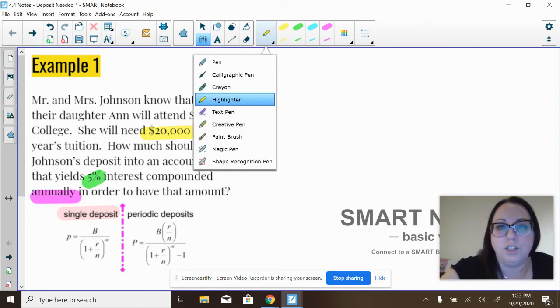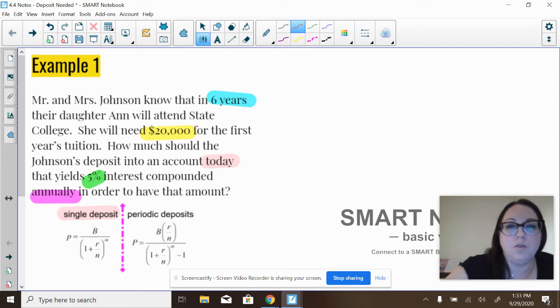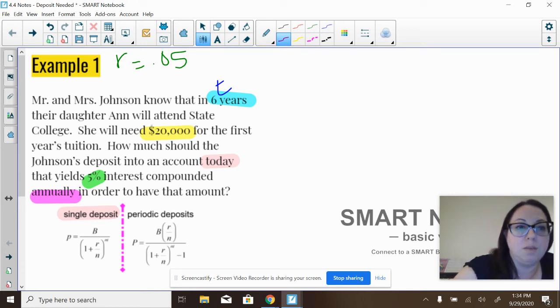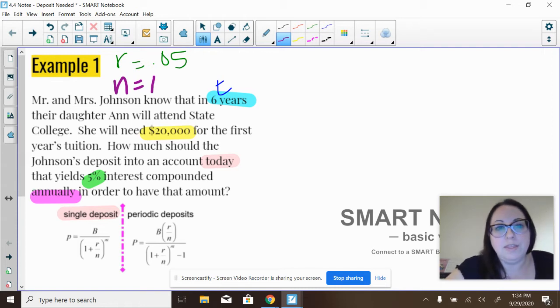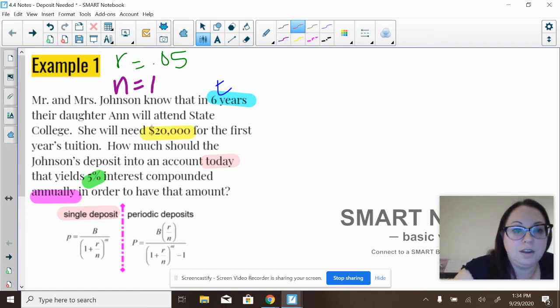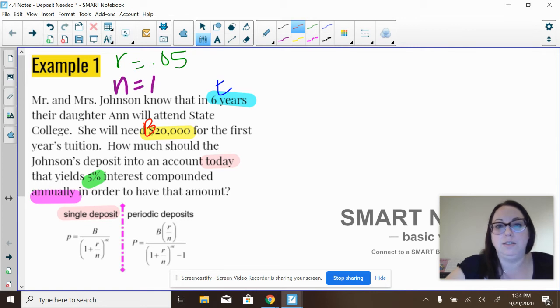Actually, not the worst equation that we've ever had. So we're going to go ahead and label each little piece. I've got my time value of 6 years. I've got my interest rate. You guys, you can go divide that out on the calculator. 5% is 0.05. How is it compounded? And that is compounded annually, which means that it only gets interest added one time a year. And then the other thing that we need to know is that $20,000, that's not a principal. That is a balance that we want at the end of the 6 years.